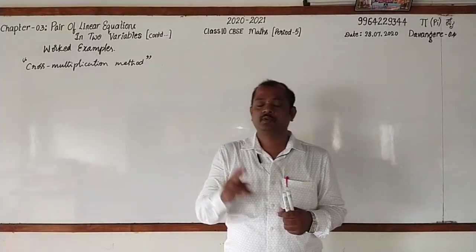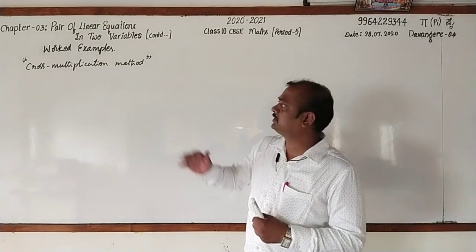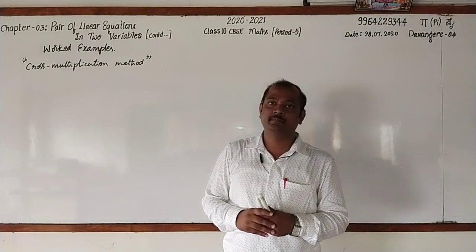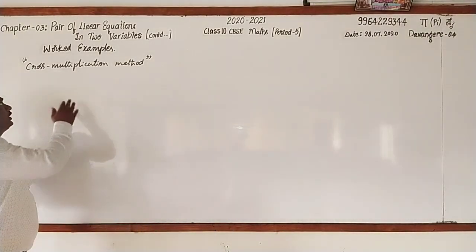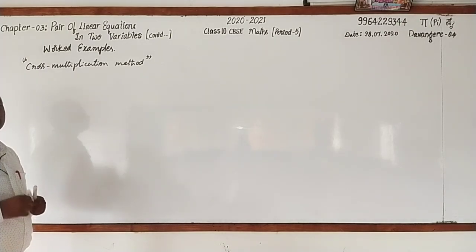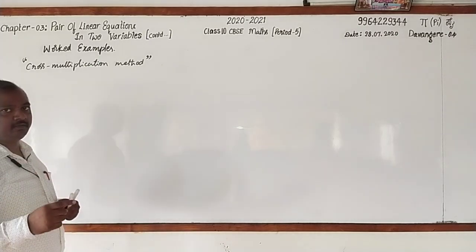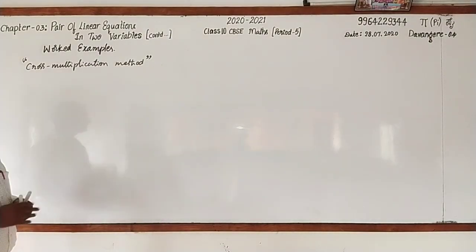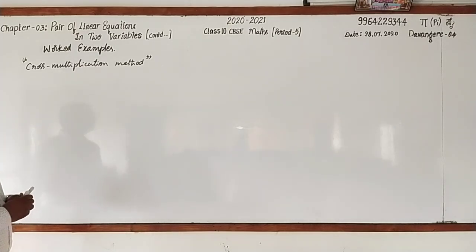Dear students, two methods are over: elimination and substitution. Now it is the third method, cross multiplication method. There are two ways of following the cross multiplication method to solve the equations. Let me show you both of them. One is from NCERT and another one is from reference. Just I'll give you the information before going to solve the equations.